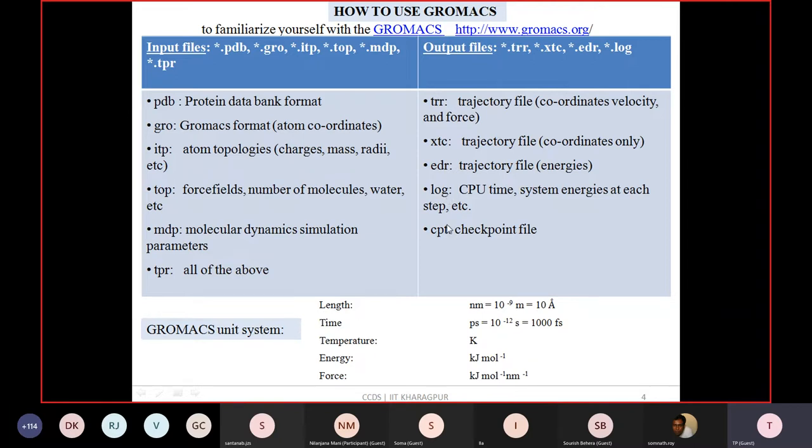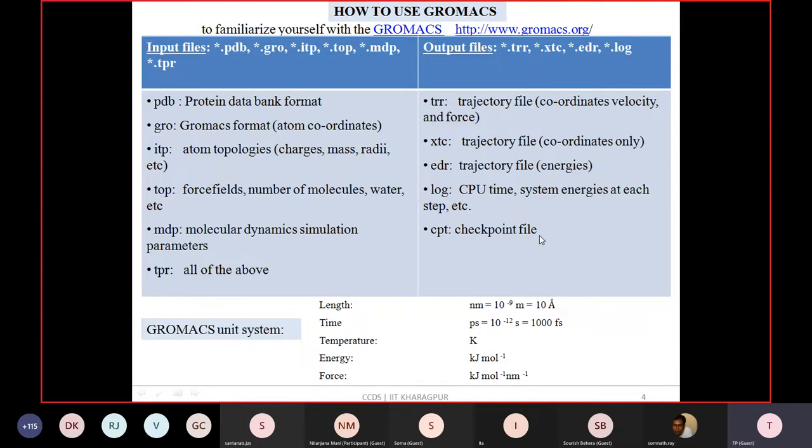And the final file is the CPT file, which is the checkpoint file. The CPT file is a very important file, because if the checkpoint file is saved, you can restart a job that has ended, for example after 2 days or some time, or extend the job to some other time limit. You can use exactly the state point of the simulation, append all your trajectories to your previous file, and keep running for the next amount of time you want. So this is a good file to restart your simulation.